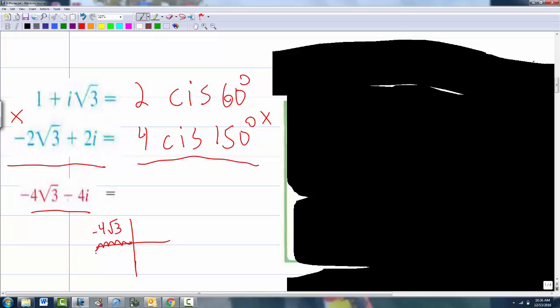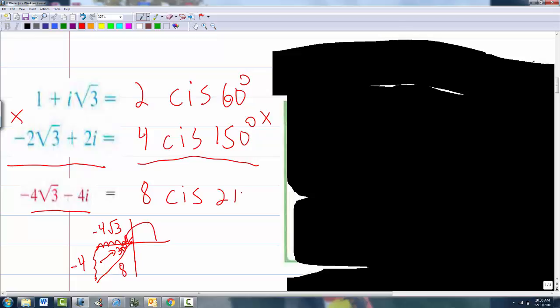-4 root 3. What do I put here? -4. Hey, does anyone know what this is? 8. Why? A root 3, 2a. 2 times 4 is 8. A is 4. I know it's a -4. So R is 8, and what's the angle measure? What angle is that? 30, so what is the angle measure?